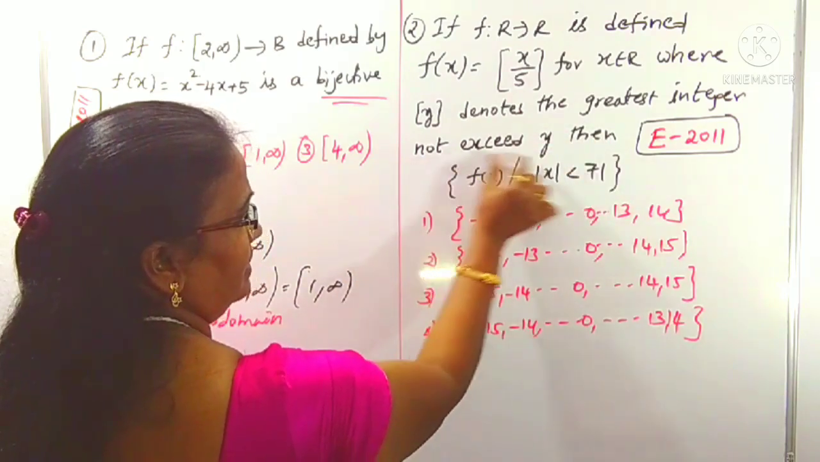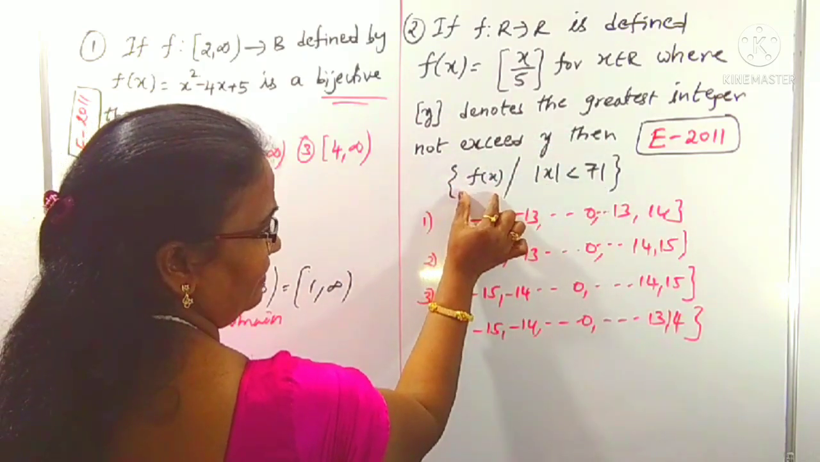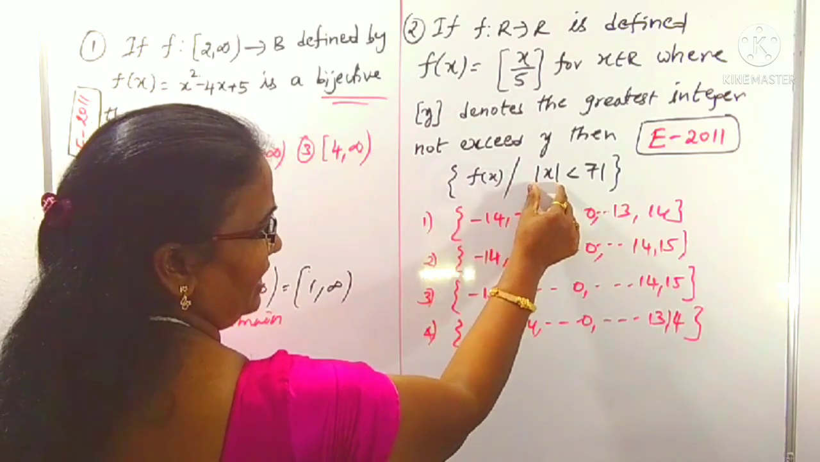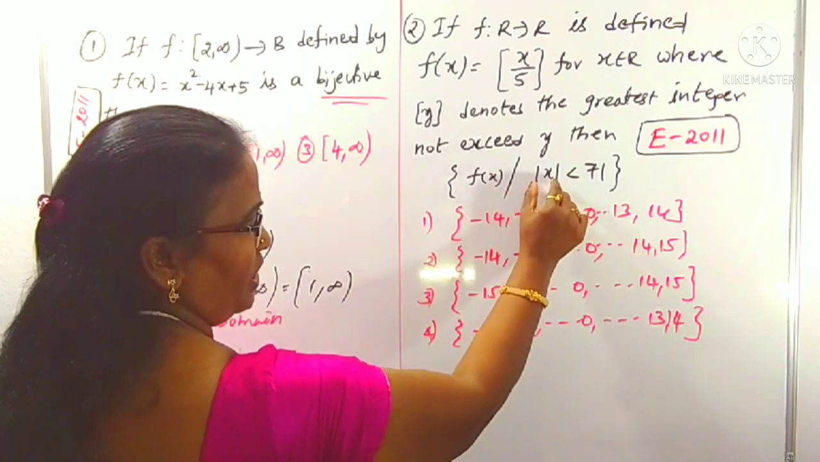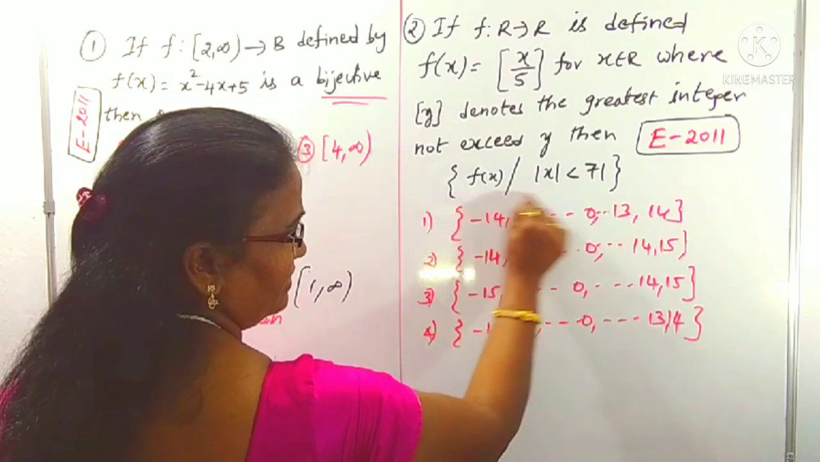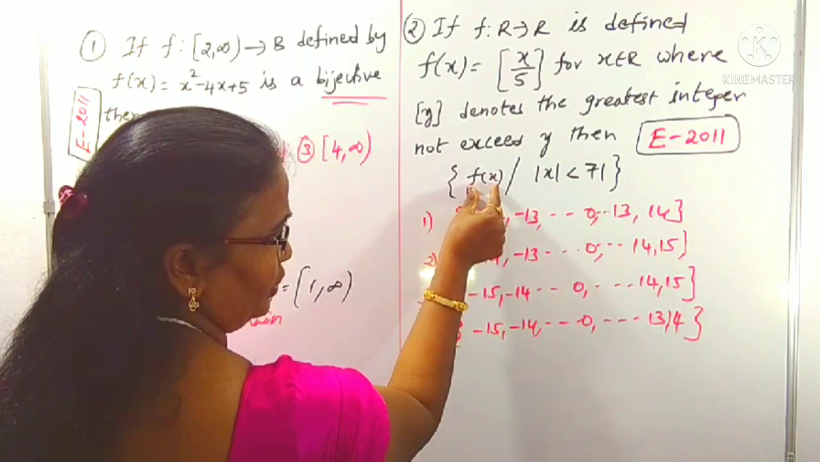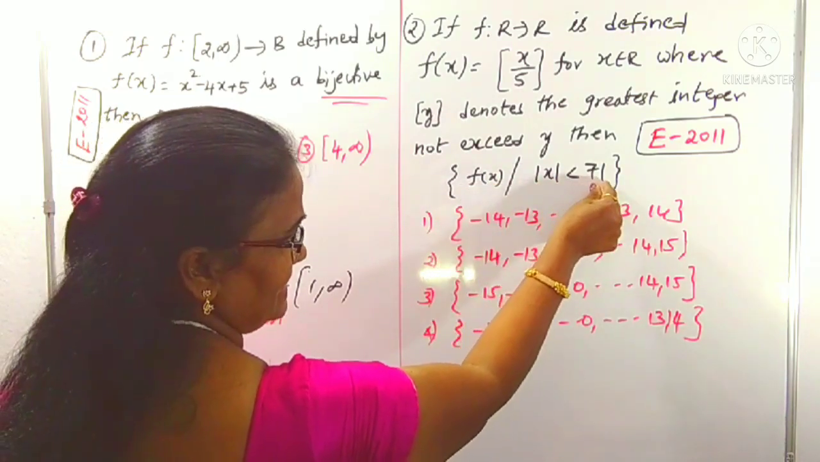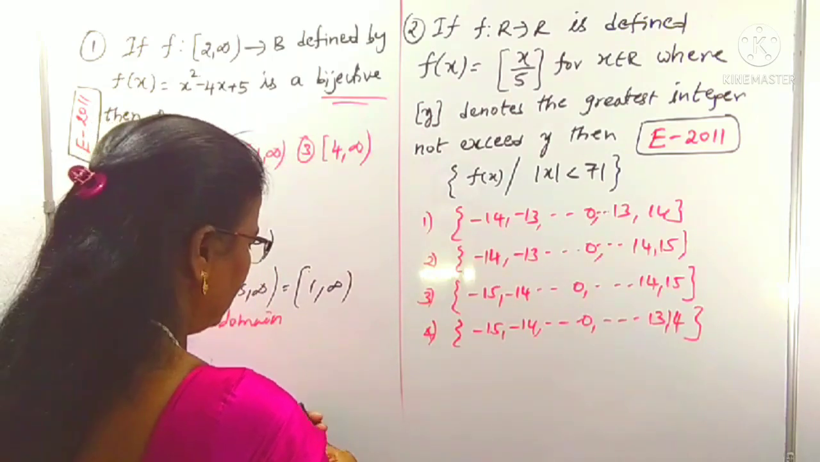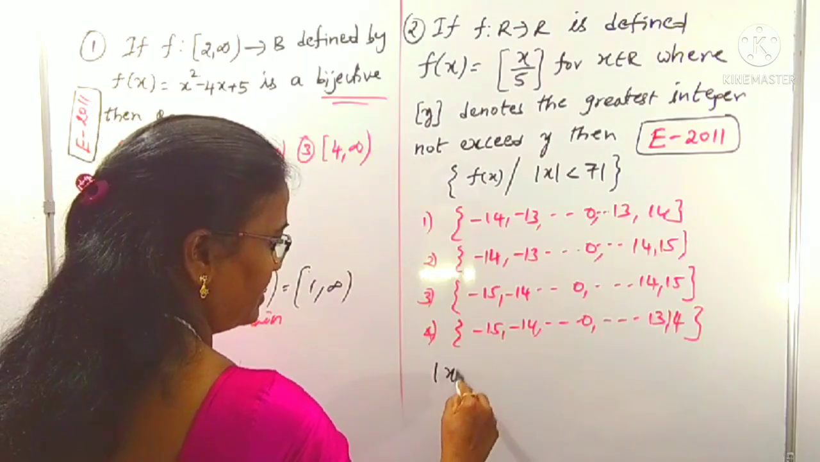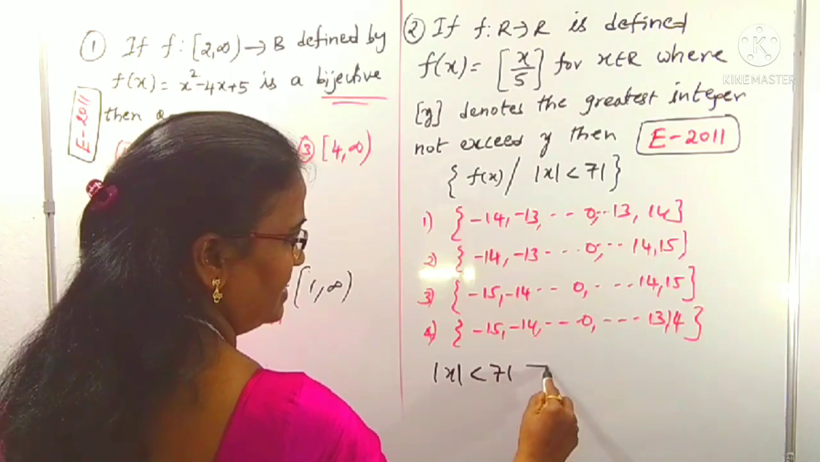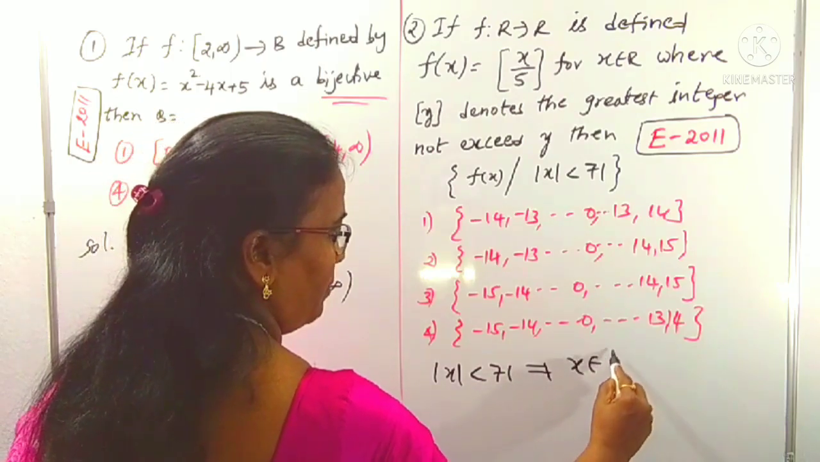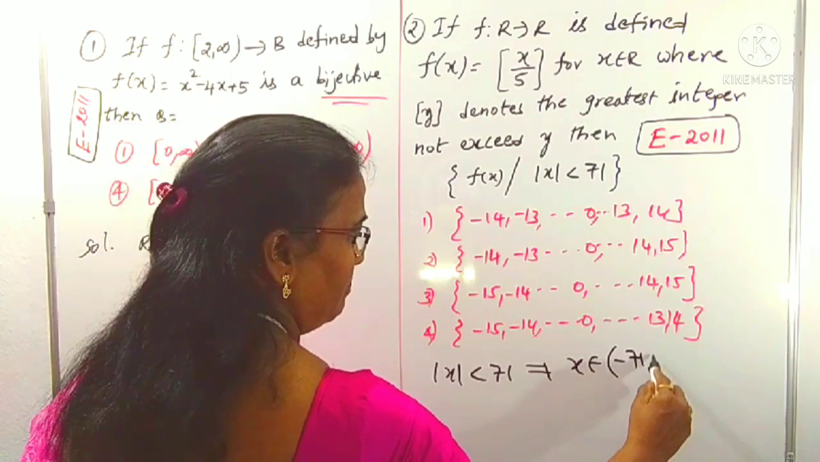He is asking for the set of values of f of x where mod x is less than 71. What is the meaning of this? We have to collect the f of x values when mod x is less than 71. Mod x less than 71 means x belongs to the open interval minus 71 to plus 71.